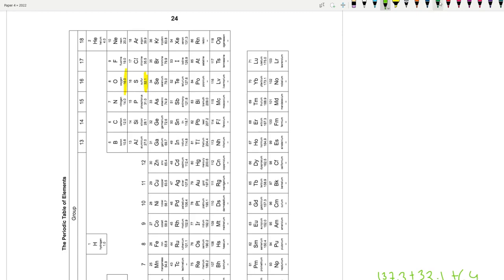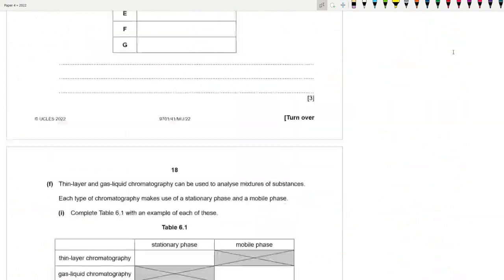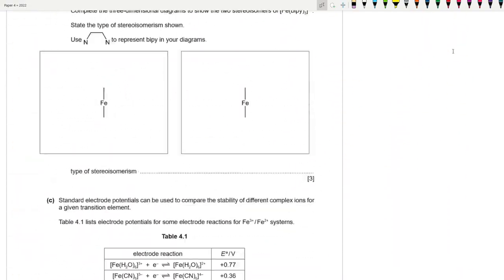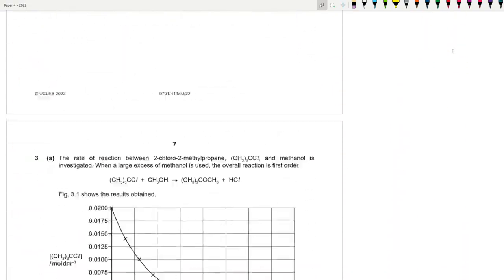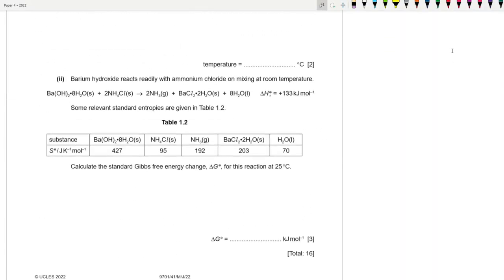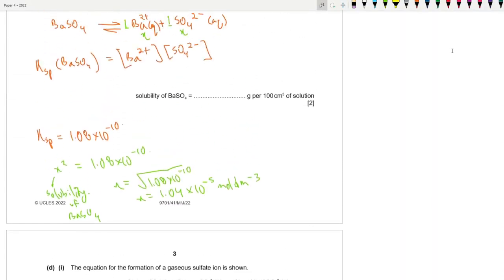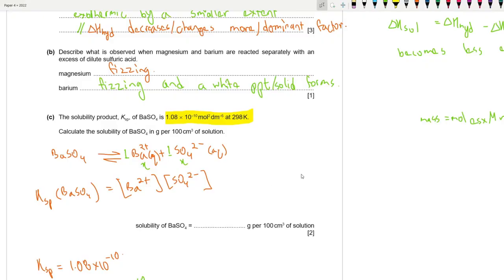233.4. So the solubility in gram per 100 cm cube is actually equal to 1.04 times 10 to the power minus 5, times 233.4, that's converted to grams.